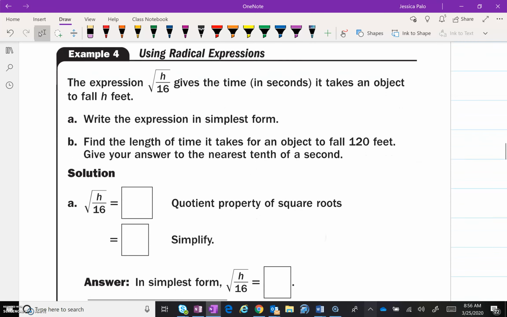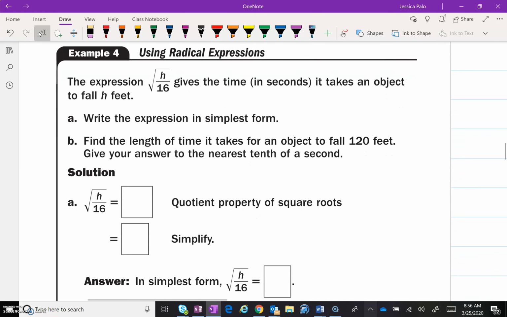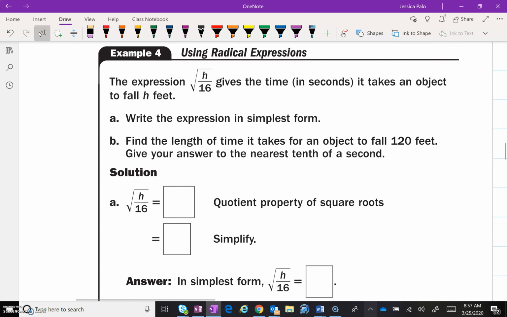Let's scroll down to example 4, using radical expressions. So we are given the expression radical h over 16, which is supposed to give you the time in seconds it takes an object to fall h feet. So we need to write the expression in simplest form and then find the length of time it's going to take for an object to fall 120 feet. So first let's simplify the expression we are given.